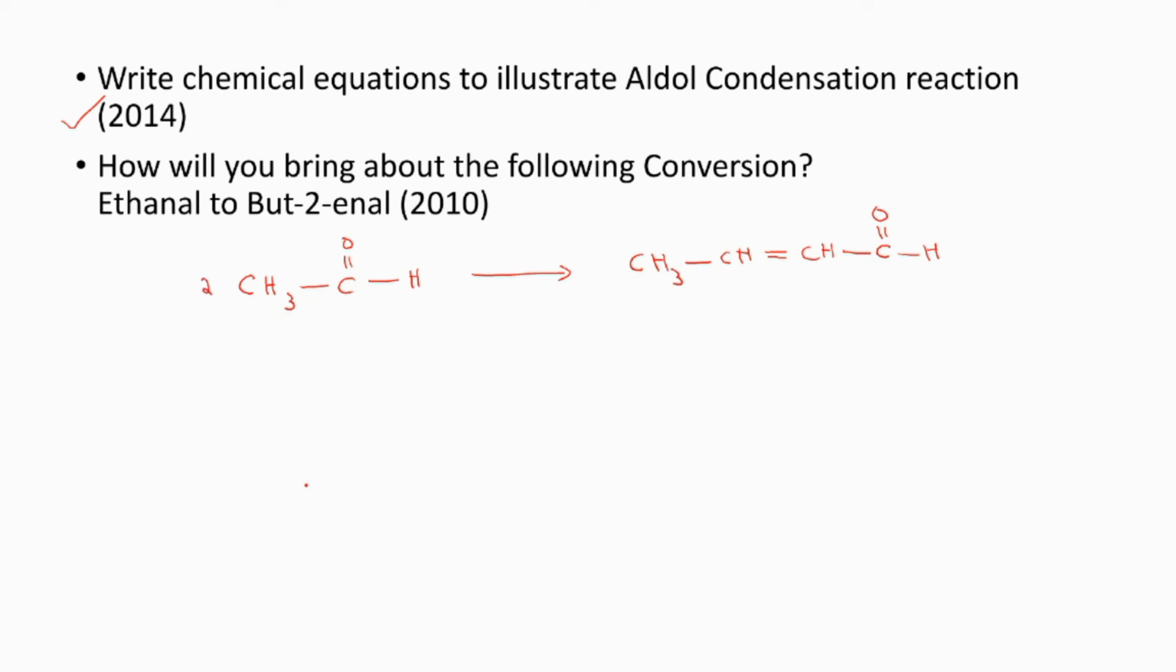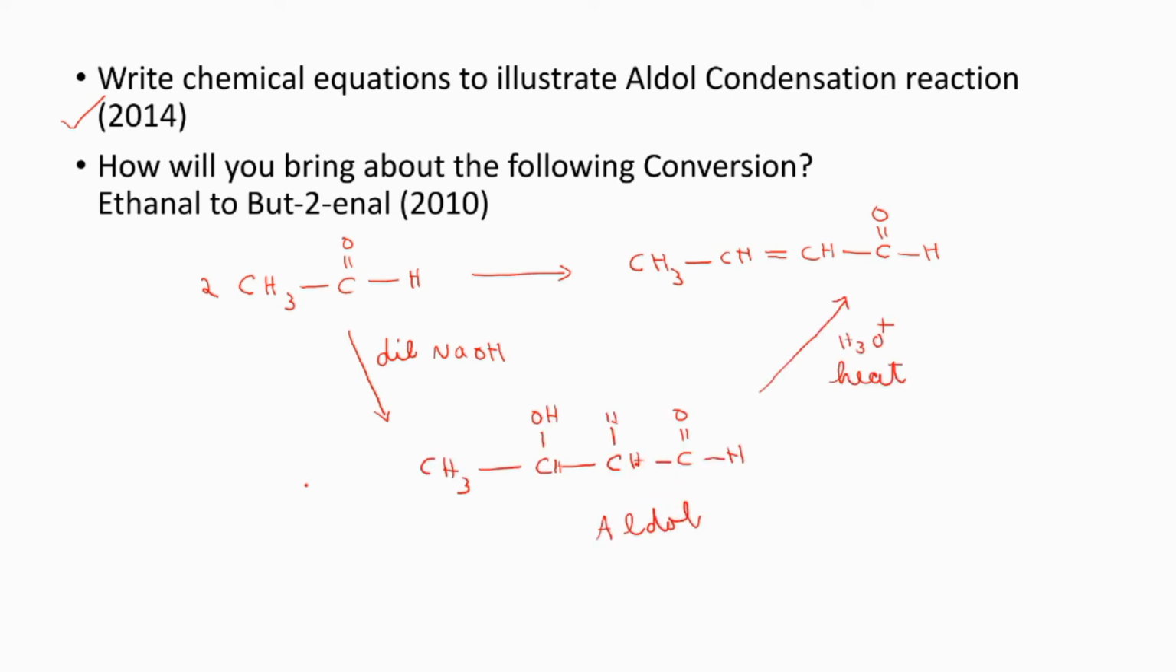Two molecules of acetaldehyde in presence of dilute alkali, dilute sodium hydroxide. What will be the product obtained? You will be getting beta hydroxyaldehyde. Write it. This beta hydroxyaldehyde or aldol, upon heating in presence of dilute acid, you will be getting butenal, alpha beta unsaturated aldehyde. Easy, no?